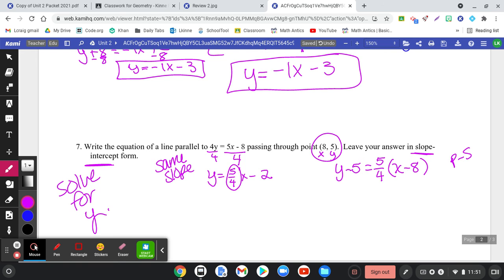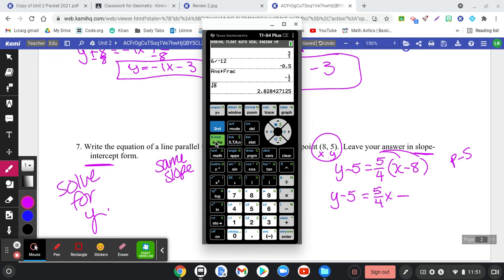Just like if you were going to graph it, throw it in your calculator. So I'm going to leave the y minus 5. I'm going to distribute. 5/4 times x is just 5/4 x. 5/4 times -8, you can type it right into your calculator just like that. 5/4, remember alpha y equals to get your fraction.